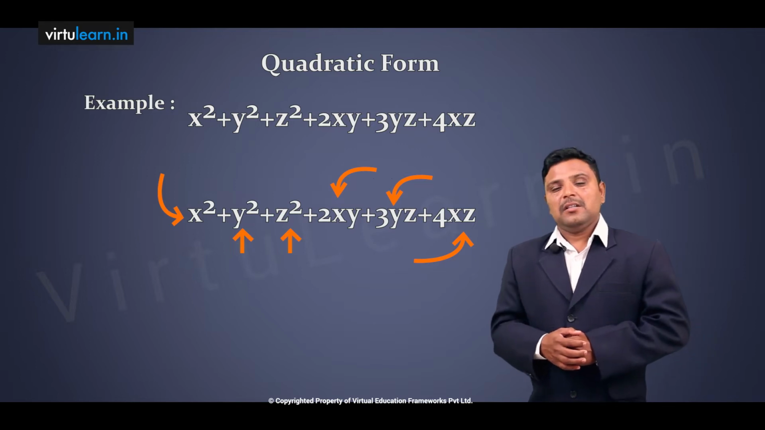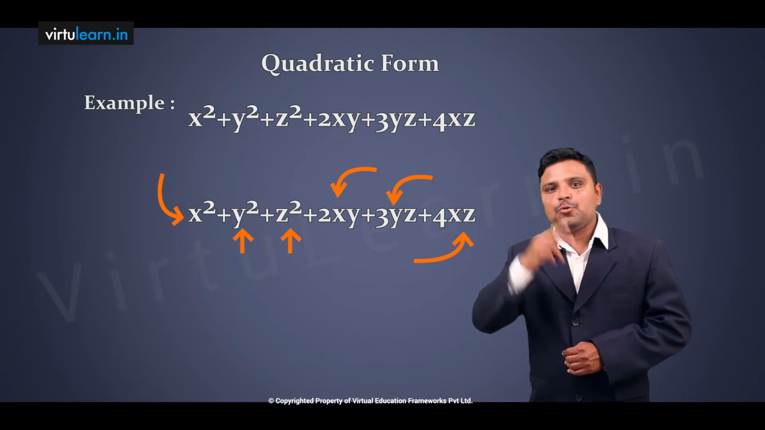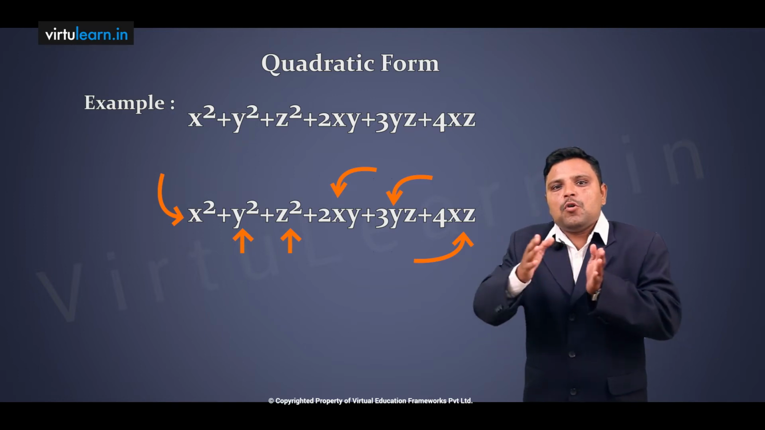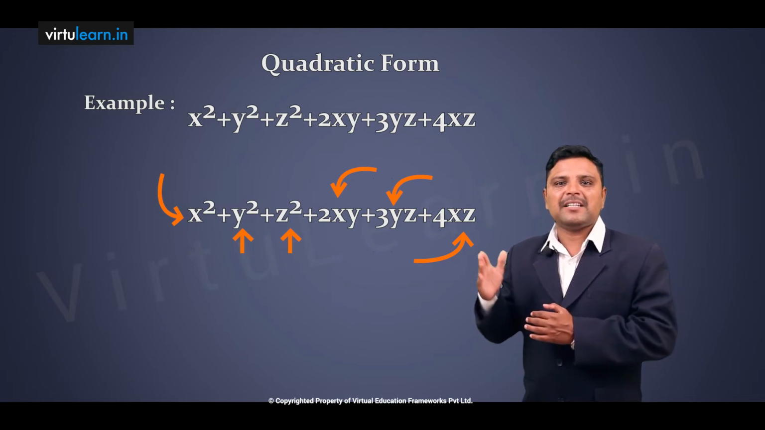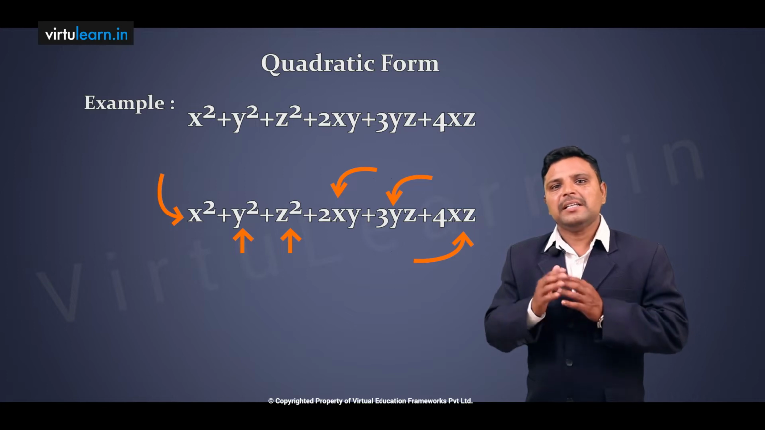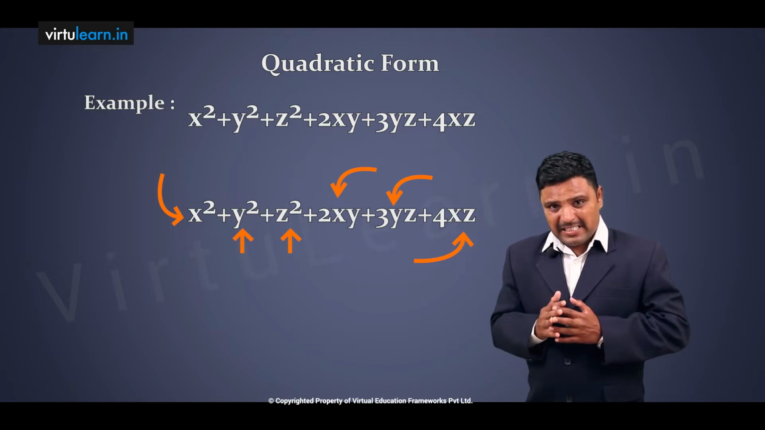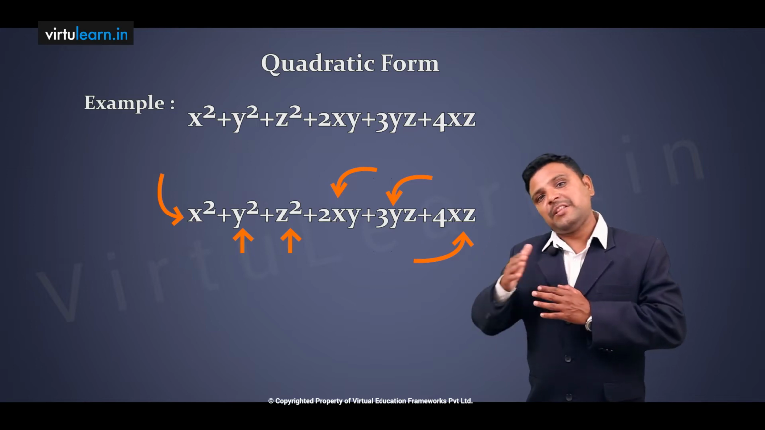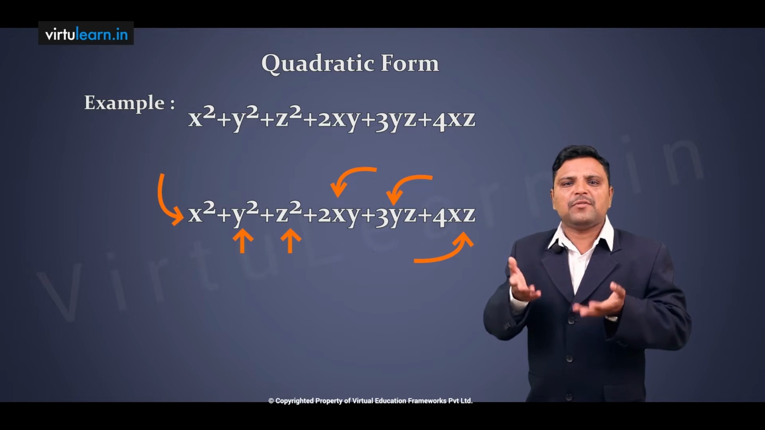Means the power of each and every term in quadratic form is 2. Then this is a homogeneous expression of second degree in three variables x, y, z. That's why we are calling this quadratic form in three variables x, y, z. We can say in other variables also, in terms of x1, x2, x3.